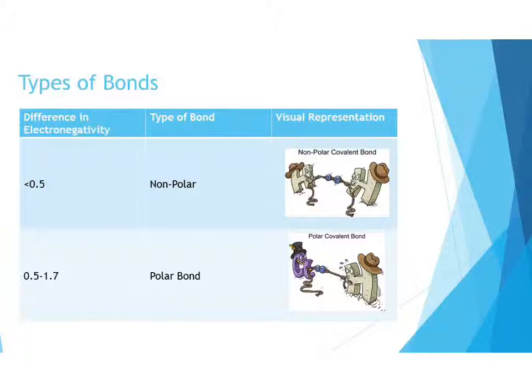So you'll notice in the picture that we have two hydrogen atoms and they're playing tug of war. They're both happy because they're both equally strong. And so those pairs of electrons are just held evenly spaced between the two elements.